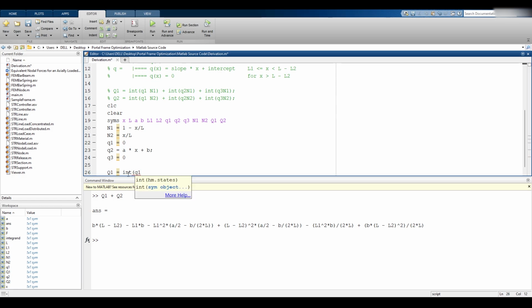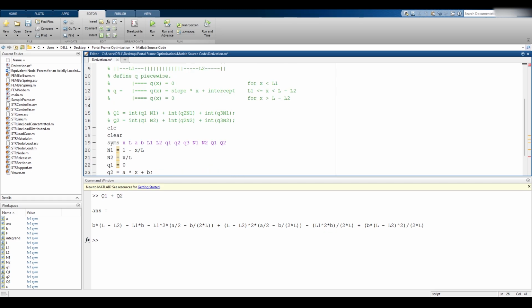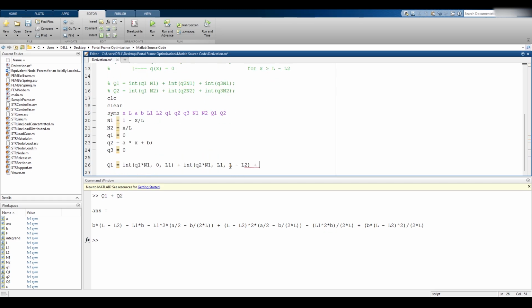Q1 multiplied by N1 from 0 to L1, plus the integration of Q1 multiplied by N1, that's a mistake, it should be Q2 multiplied by N1, from L1 all the way to L minus L2, right? I think it's L minus L2, plus the integration of Q3 multiplied by N1, L minus L2 all the way to L. Okay, this is our symbolic math.